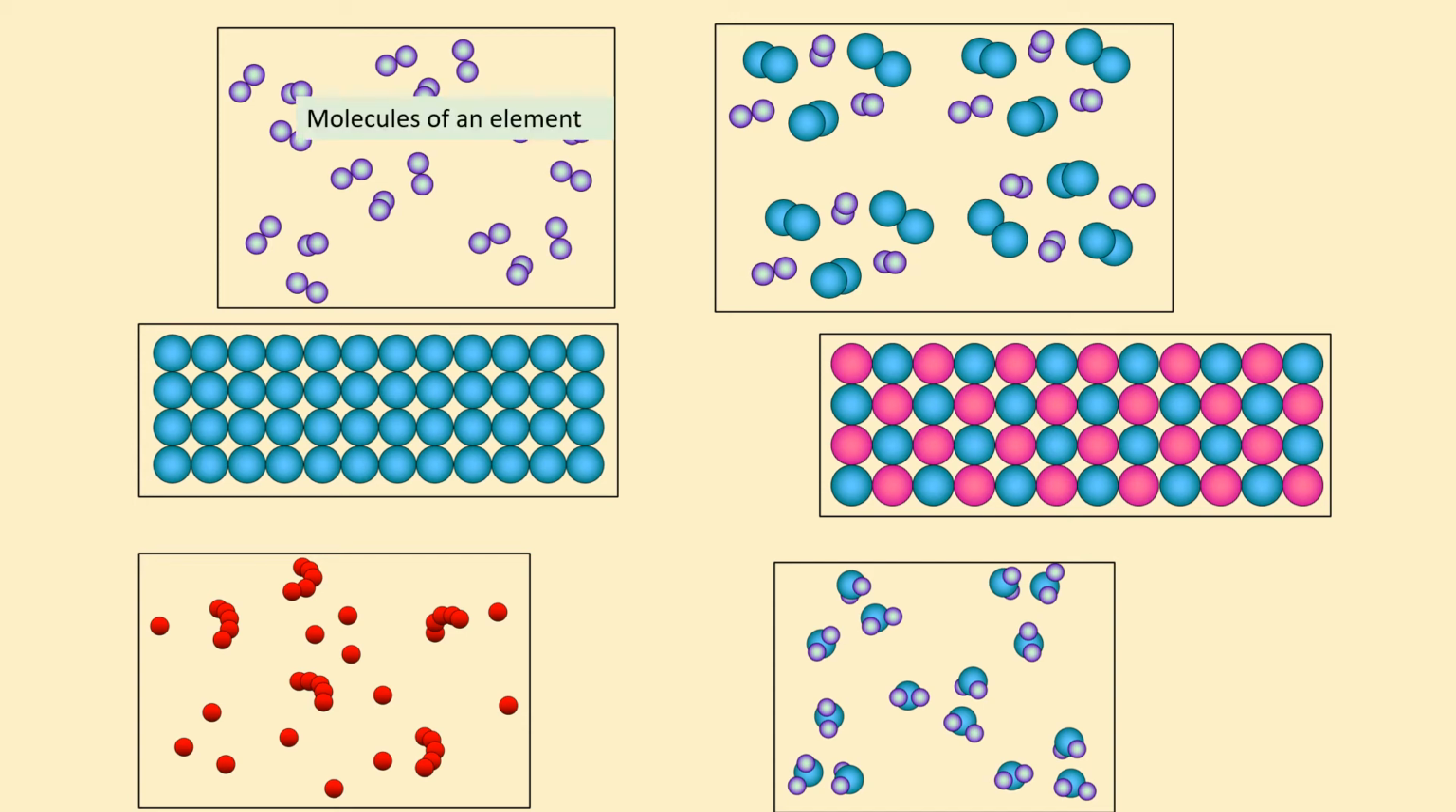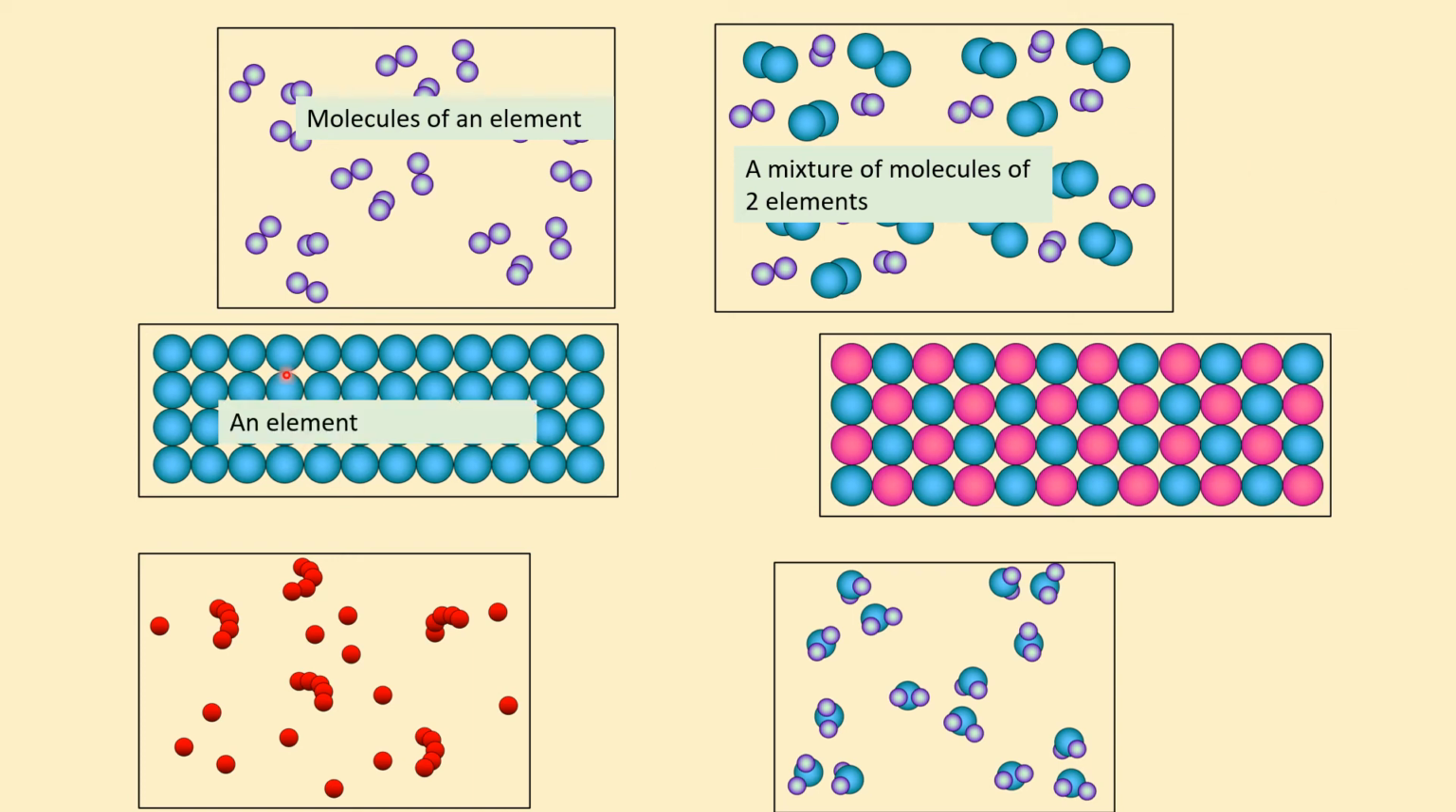Okay, so that one is molecules of an element. We've got the same type of atom, but they're chemically joined together in pairs. This one is a mixture of molecules of 2 elements. So we've got the blue element, they're the same type of atom, chemically joined into a molecule, and we've got the purple element, same type of atom, again, chemically joined into a molecule again. This one is an element in the solid state. These 2 are both gases. Well done if you added that extra detail.